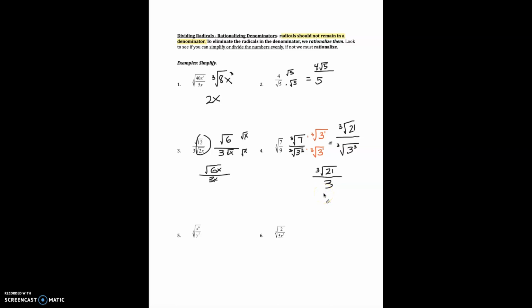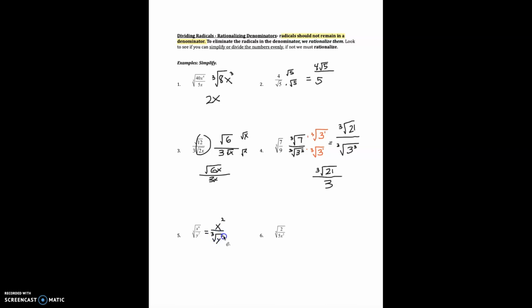Let's try another one similar to that. Number 5, we have the third root of x to the 6 over y to the 7. So if you look at that, we do have a perfect cube in the numerator, so we can go ahead and take care of that. The third root of x to the 6 is x squared. And I'm going to leave this as the third root of y to the 7th here.